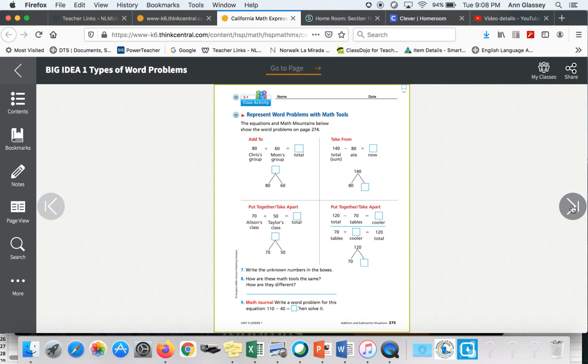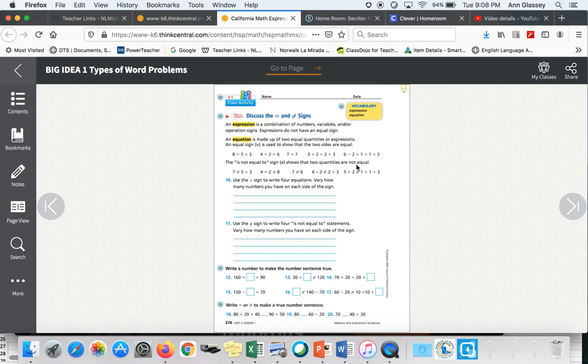Then turn to page 276. An expression is a combination of numbers, variables, and or operation signs. Expressions do not have an equal sign. An equation is made up of two equal quantities or expressions. An equal sign is used to show that the two sides are equal.